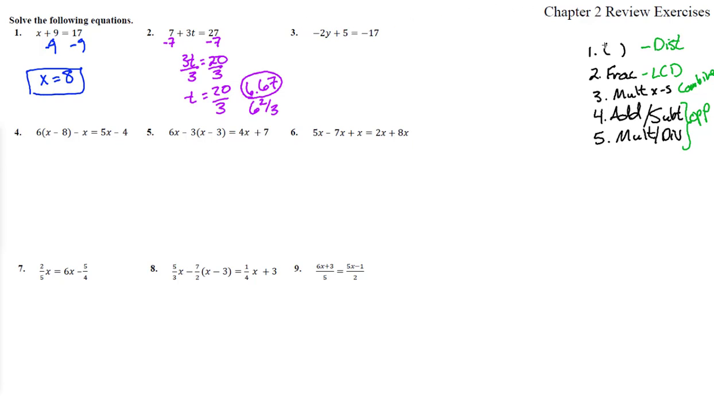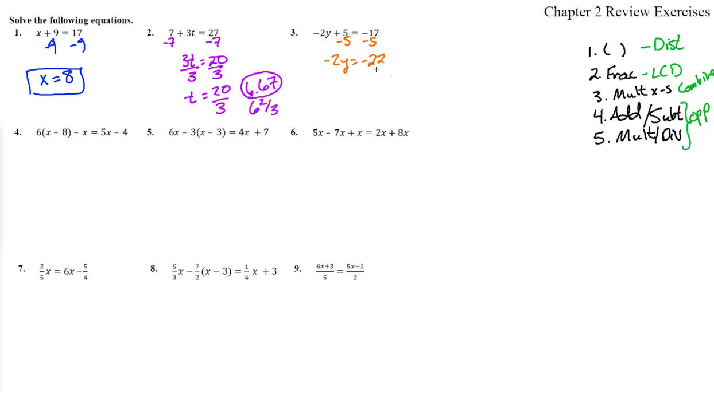Do we have any parentheses? Nope. Do we have any fractions? No. Do we have any multiple y's? Nope. So we're down here to step 4. Get rid of the addition and subtraction. So subtract 5 from both sides. We get negative 2y equals, now negative 17 minus 5 is a negative 22. Be cautious of that. The negatives could throw you off there.